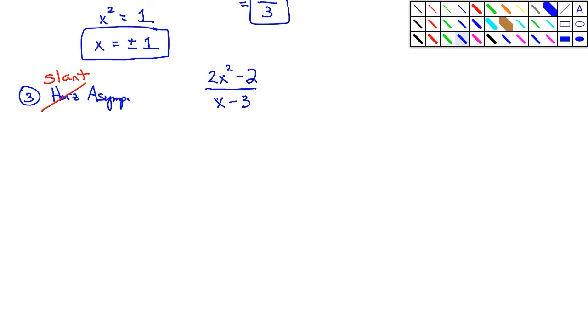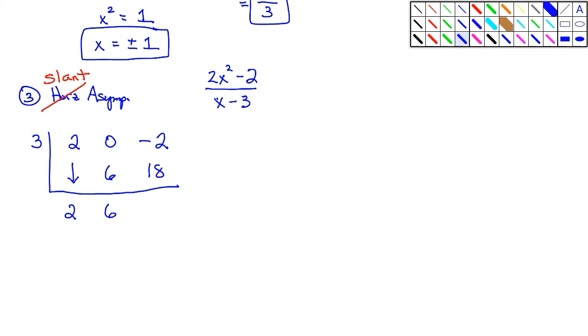So now we do the synthetic division. And so we have 3 on the outside. The coefficients of the numerator are 2, 0, and negative 2. The 0 is there because there is not an x term. Now we bring the 2 down. 3 times 2 is 6. 0 plus 6 is 6. 3 times 6 is 18. And 18 minus 2 is 16. So the slant asymptote is y equals 2x plus 6.